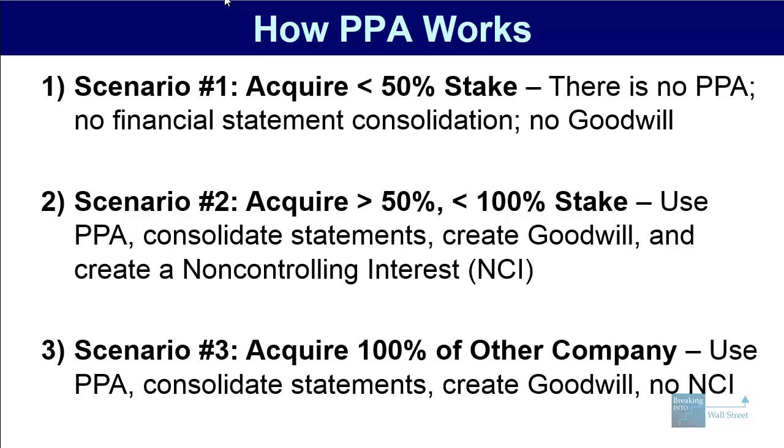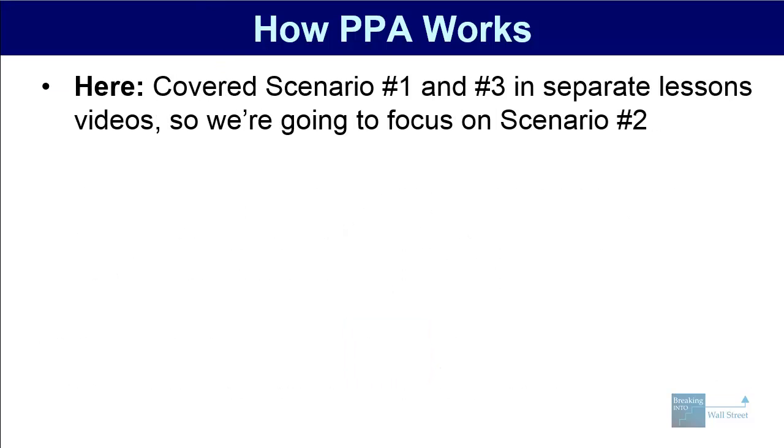And then the third scenario is when you acquire 100% of another company, in which case you still use purchase price allocation, you still consolidate the statements, you still create goodwill, but you have no non-controlling interest in this case because you control 100% of the entire other company. We've already covered scenarios number 1 and 3 in separate lessons and videos here, so this time around, we're going to focus on scenario number 2, these stakes of between 50% and 100%.